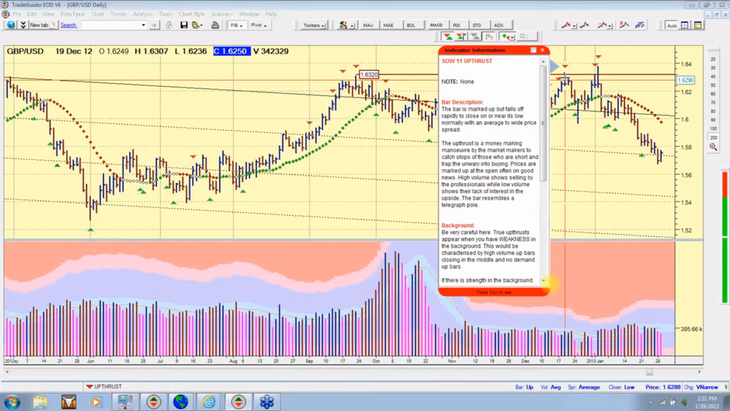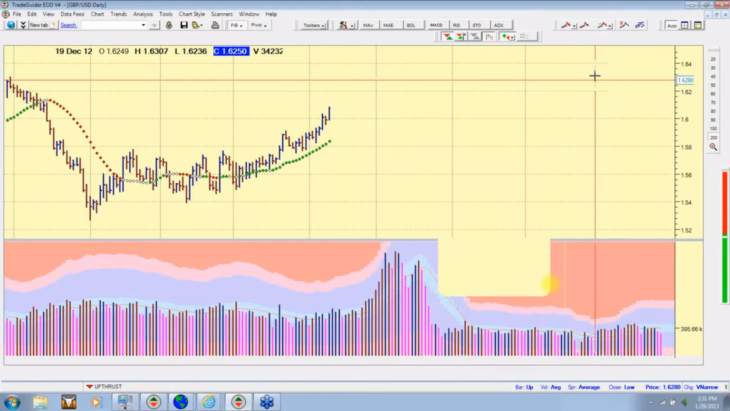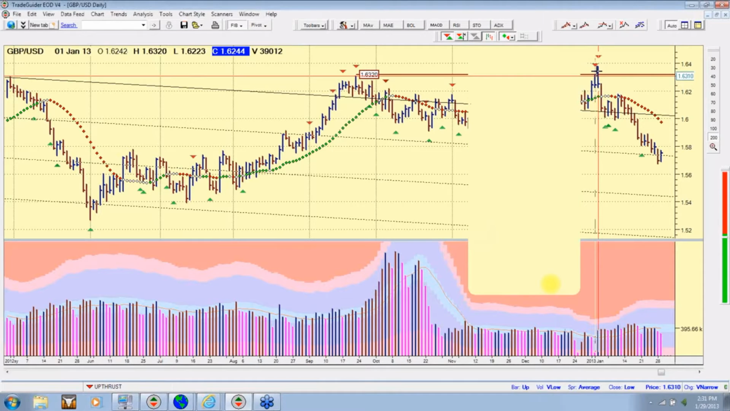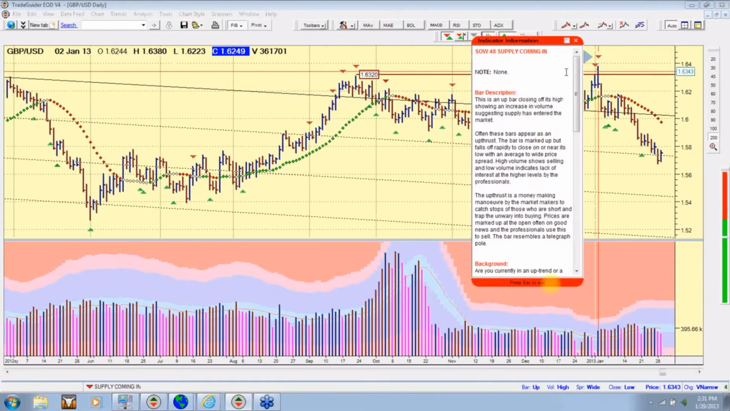We only have to look here. There's another upthrust. And then if we move forward to here, another upthrust. And then we've got another one. We call this supply entering the market, but it's still an upthrust. It looks like one, it acts like one, it is one. There is no effort to rise here.